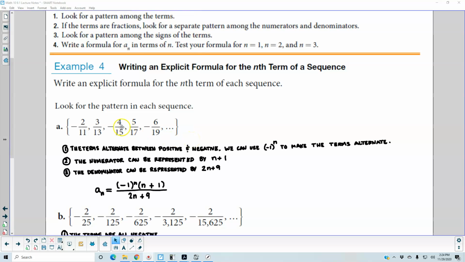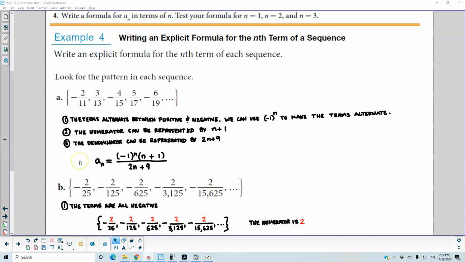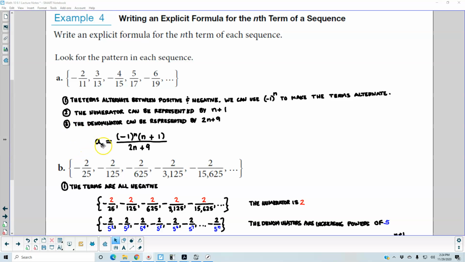Now if we look at the denominator, we have 11, 13, 15, 17, and 19. What's happening here is that it's increasing by the value of 2. So the denominator can be represented by 2 times n plus 9. Now, the formula is a subscript n equals negative 1 to the nth power times n plus 1 over 2n plus 9.